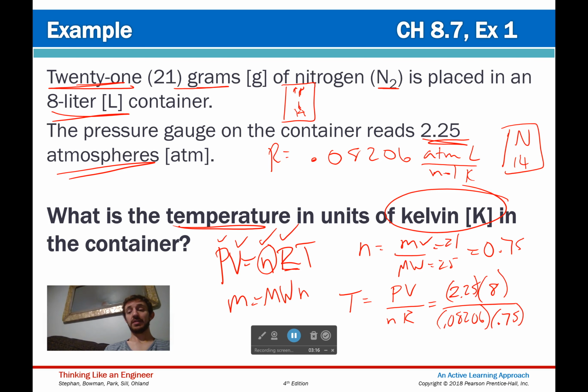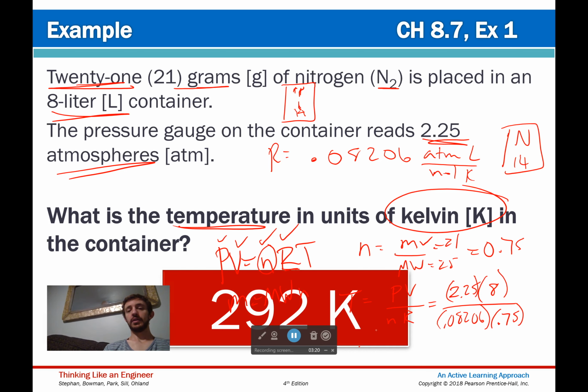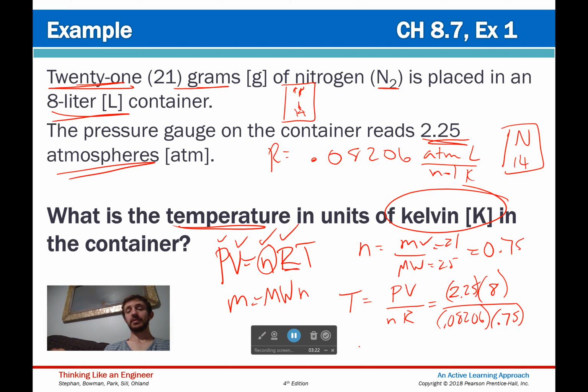which I'm going to cheat a little bit because I actually have it in my PowerPoint. 292 Kelvin. That'll be equal to 292 Kelvin. And that will do it.